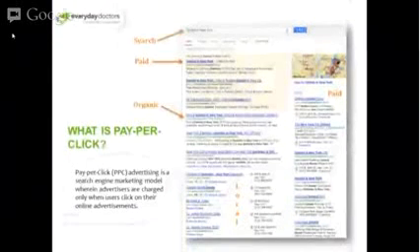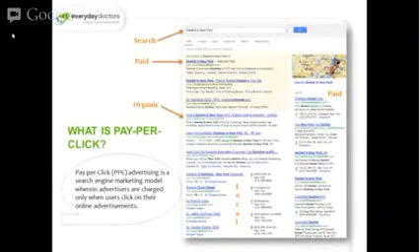So what is pay-per-click advertising? PPC advertising is a search engine marketing model wherein advertisers are charged only when users click on their online advertisements. It allows you to target a specific audience through keyword usage and geo-targeting, helping you drive traffic to a website or phone number depending on the call to action. All of these will be covered in this presentation.